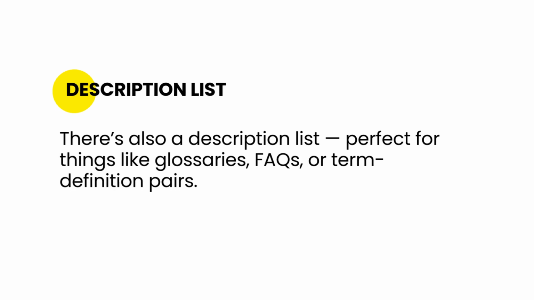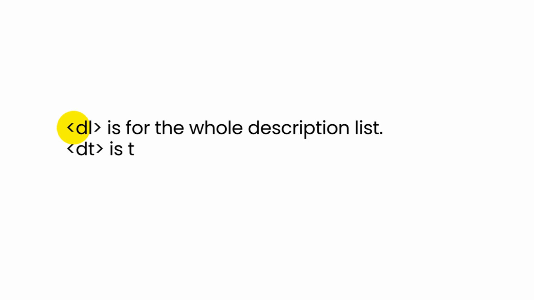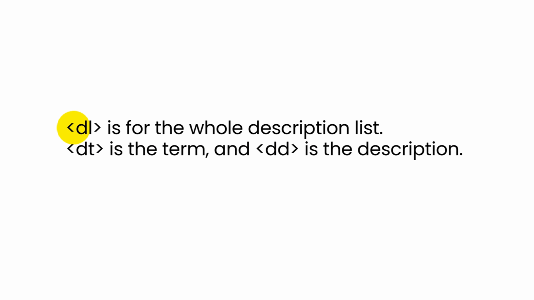There's also a description list, perfect for things like glossaries, FAQs, or term definition pairs. DL is for the whole description list, DT is the term, and DD is the description.